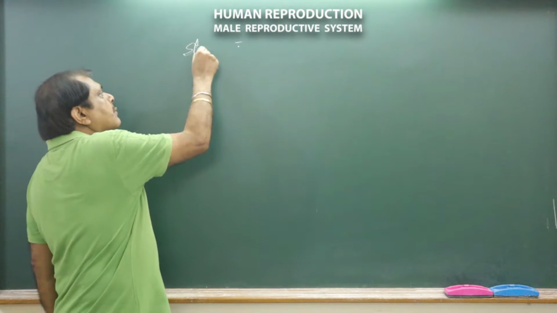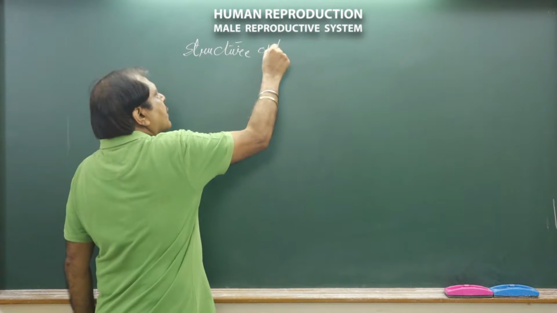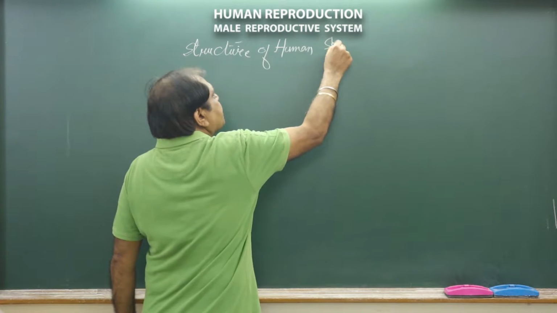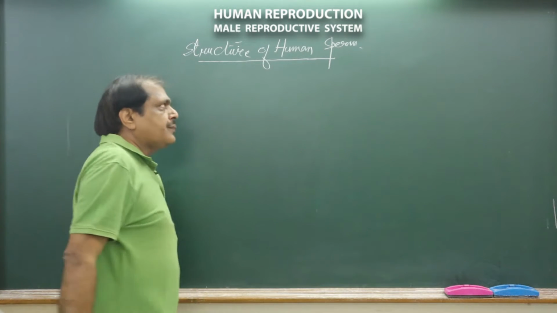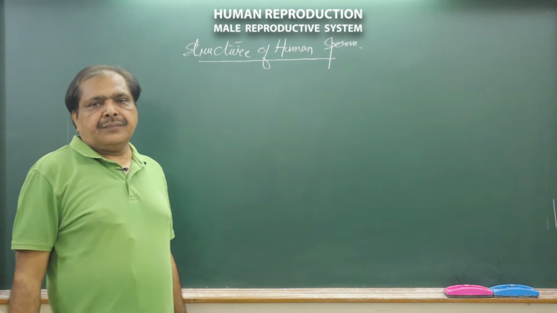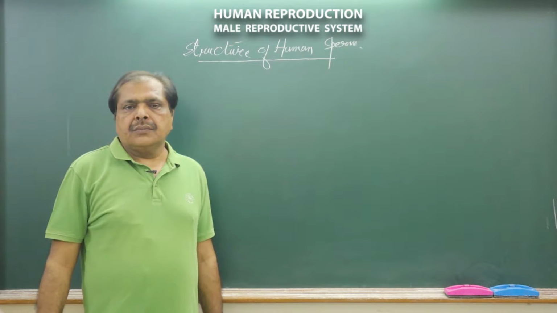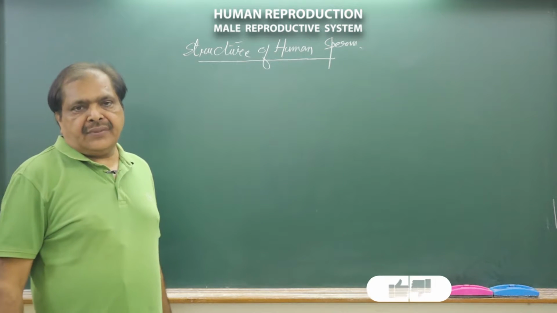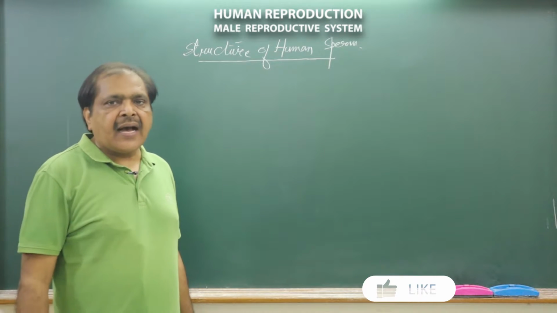Structure of human sperm. This is our topic for today. Sperms are motile cells. They are microscopic structures, and they remain alive in the female genital tract for 24 to 48 hours.